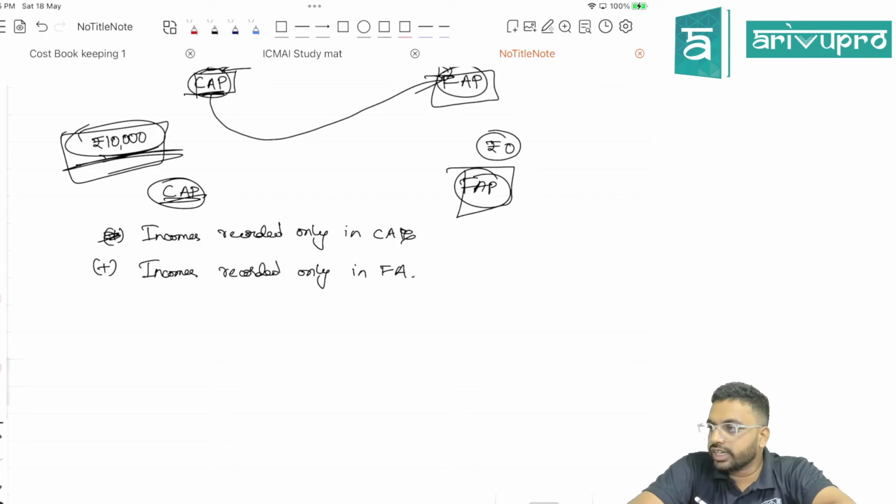Sir, our actual expense was 1 lakh. Absorption was 120,000. Yes, 20,000 extra expense we showed. Should we add it back or reduce? Of course, you showed more expense than financial accounts. Add it back, boss. Add over absorption.